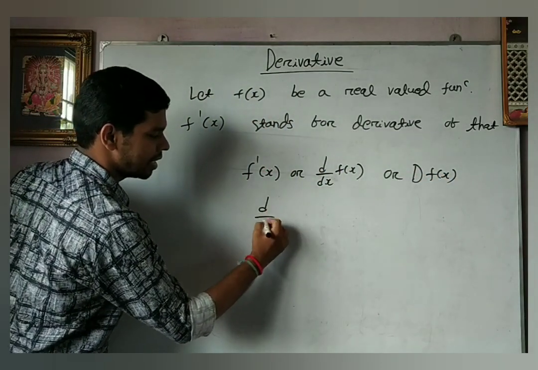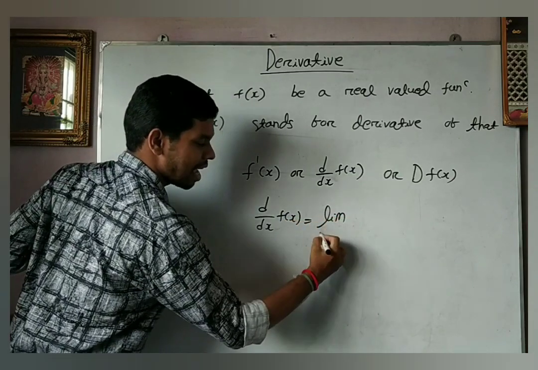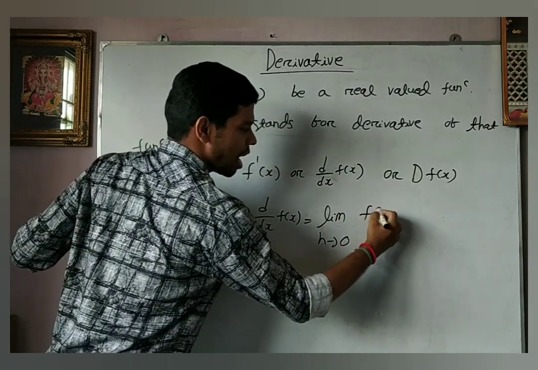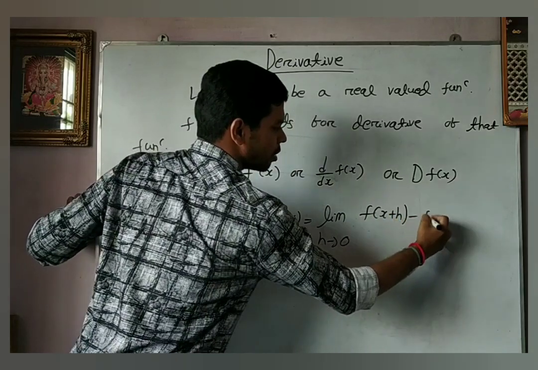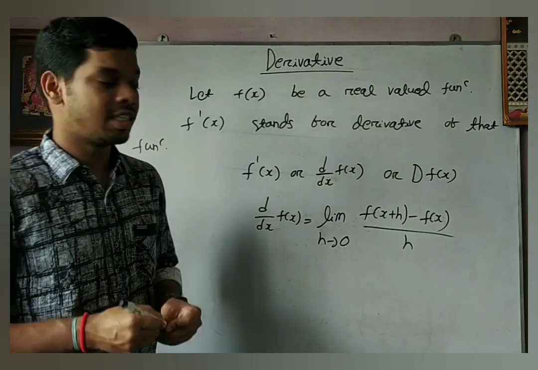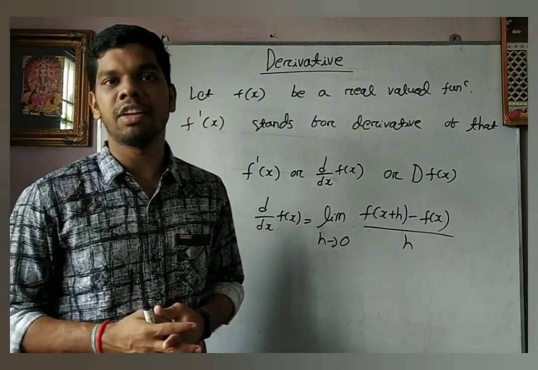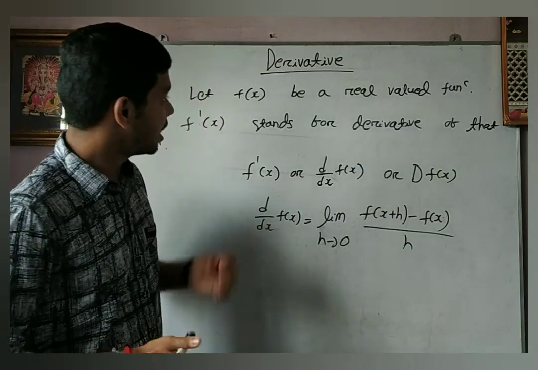And we know that d by dx of f of x is equal to limit h tends to 0, f of x plus h minus f of x, whole divided by h. This is called the first order principal method, and it's the definition of differentiability of a function and also the derivative of a function.